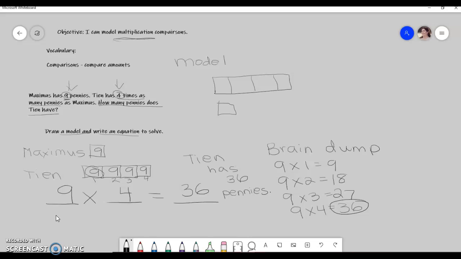All right, class. That is how you can write a model to find multiplication comparisons.